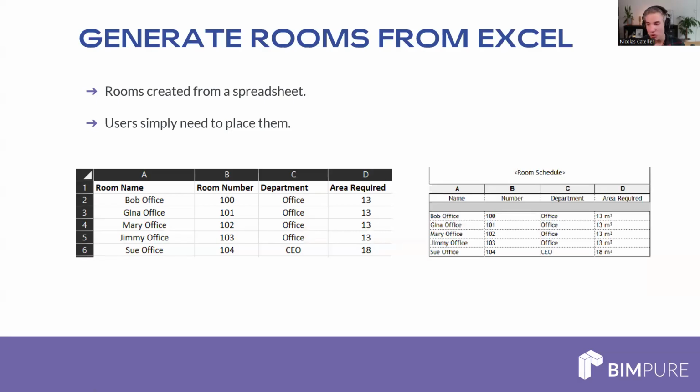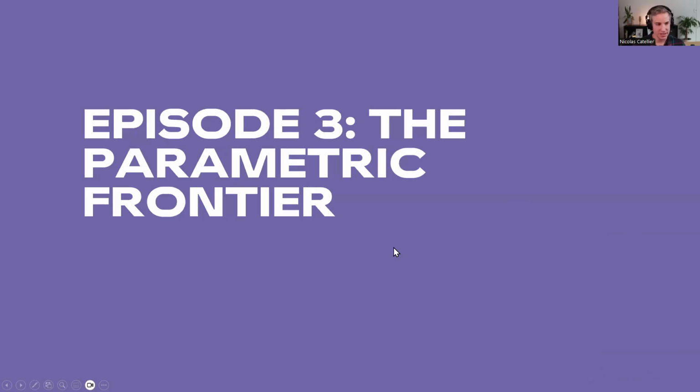Another one, this one we're working with Excel. So this is an Excel spreadsheet, and we have the room number, the room name, and even the area required. So that's to verify if we're following the code. So in this case, these rooms are created automatically in Revit. Again, that's one we'll see next week.